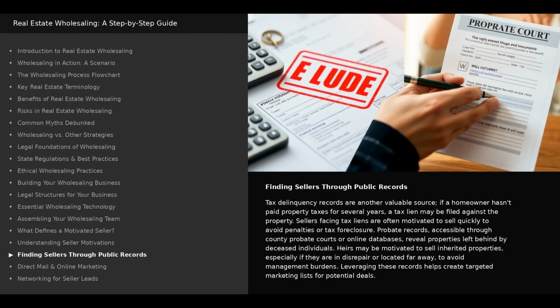If a homeowner hasn't paid property taxes for several years, a tax lien may be filed against the property. Sellers facing tax liens are often motivated to sell quickly to avoid penalties or tax foreclosure. Probate records, accessible through county probate courts or online databases, reveal properties left behind by deceased individuals. Heirs may be motivated to sell inherited properties, especially if they are in disrepair or located far away, to avoid management burdens. Leveraging these records helps create targeted marketing lists for potential deals.